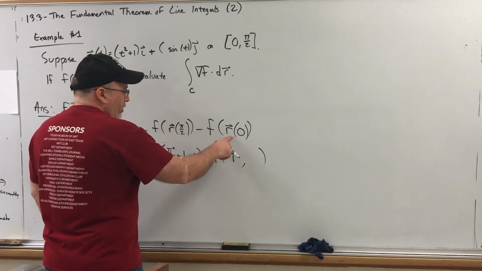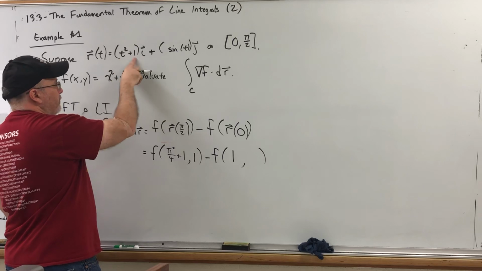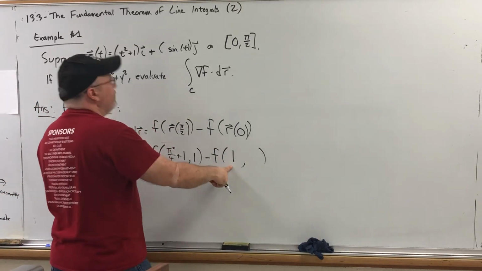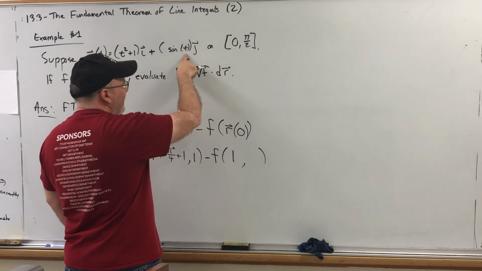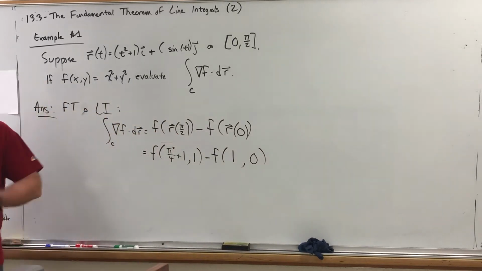To evaluate r at 0, we substitute 0 for t here. 0 squared plus 1 is 1. That's the i component, so that's the first input of f. And when we substitute 0 into sine, sine of 0 is 0. So that part will be pretty easy.